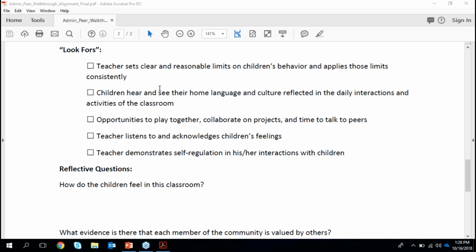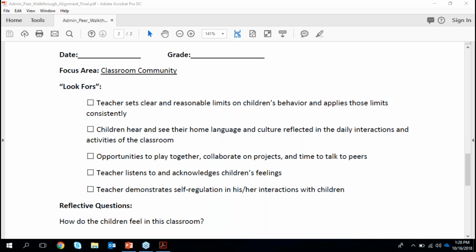Okay, so let's look here at our look-fors. I'm looking at the first look-for. Teacher sets clear and reasonable limits on children's behavior and applies those limits consistently. I believe we saw that at the beginning when she was talking about what are their two jobs during today's lesson. And she set those limits at the beginning so the students knew what was going to be expected of them throughout the lesson.